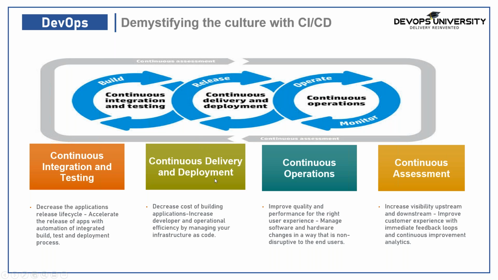And continuous delivery and deployment means you have built the product, but it's not deployed on the production environment, while delivery talks about building the product is one part, and deploying it on the production environment and delivering to the end customer. So it also decreases the cost of building the application, because we can automate this step, and our focus is on writing the code rather than managing how to deploy and how to deliver it.